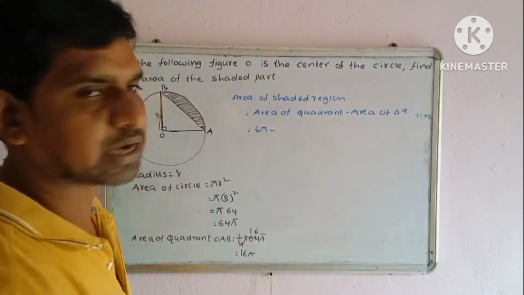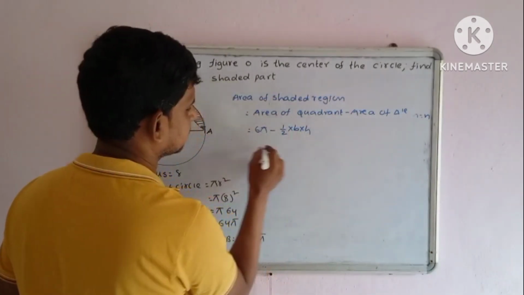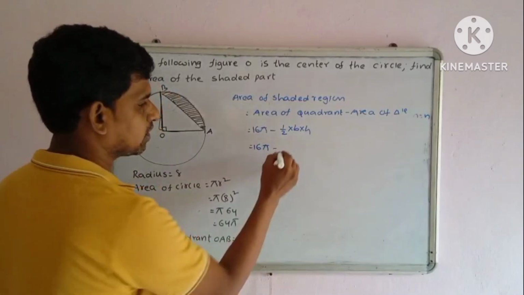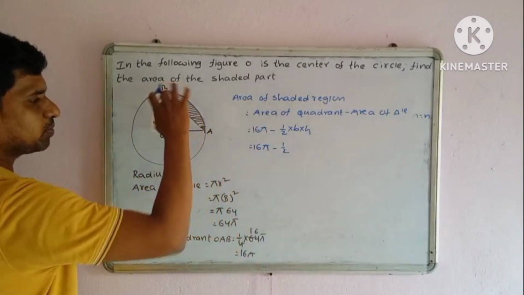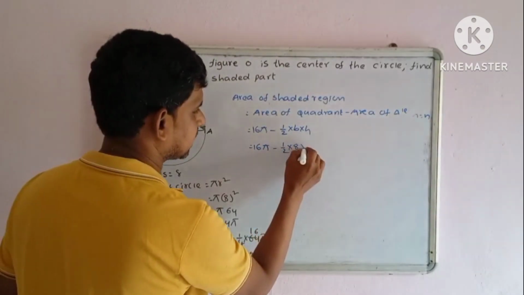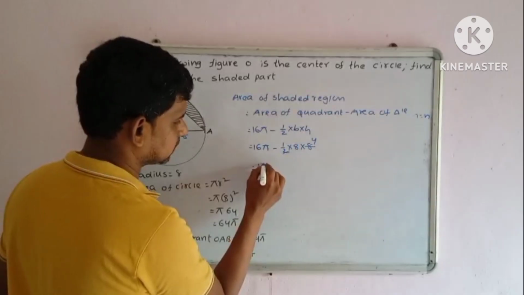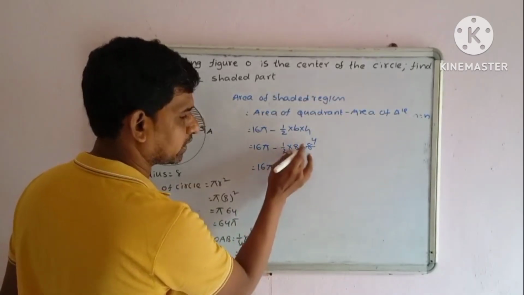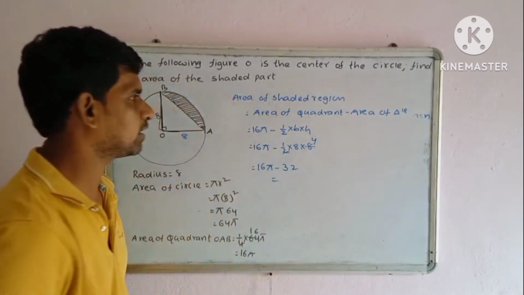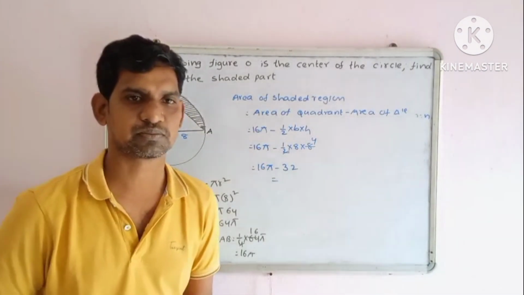Minus, what is the area of the triangle? Half base times height. So 16 pi minus half. OB is a radius, OA is also a radius, so this is also 8. Base times height, so 2 how many times? 4 times. So 16 pi minus 1 times 8 times 8 times 4 is 32. Therefore, the area of the shaded region is 16 pi minus 32.